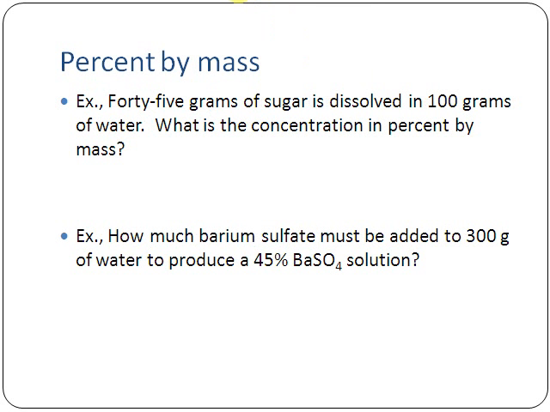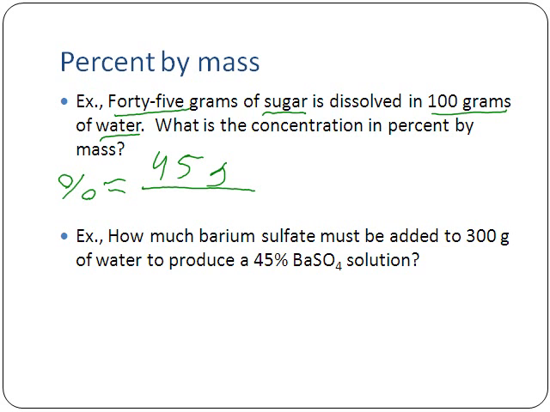So let's try another couple cases here. 45 grams of sugar is dissolved in 100 grams of water. What is the concentration in percent by mass? So we're looking for percent by mass again. Percent by mass, remember, is going to be equal to the number of grams of the solute. And so the solute here is sugar. And how many grams do I have? I have 45 grams of sugar divided by the mass of the solution. And so I'm told that I have 100 grams of water.